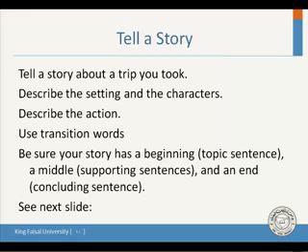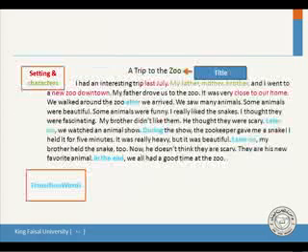And remember to use transition words like first, after that, later on, next. Okay? Be sure to use a topic sentence. Start your story with a topic sentence. The topic sentence must be meaningful. So when you say interesting, everything must support this. When you say boring, a boring trip, everything must be related to this. And then a supporting sentence and a concluding sentence.